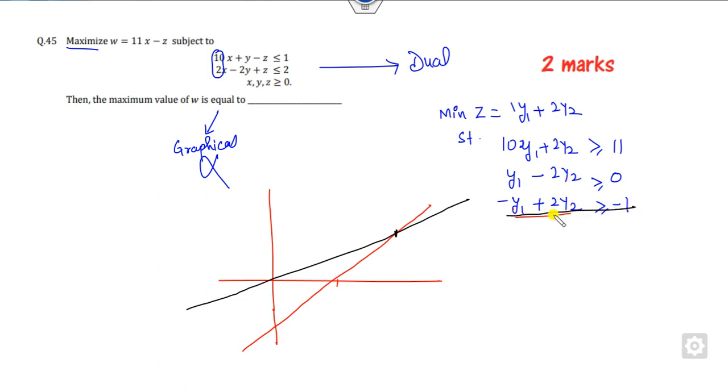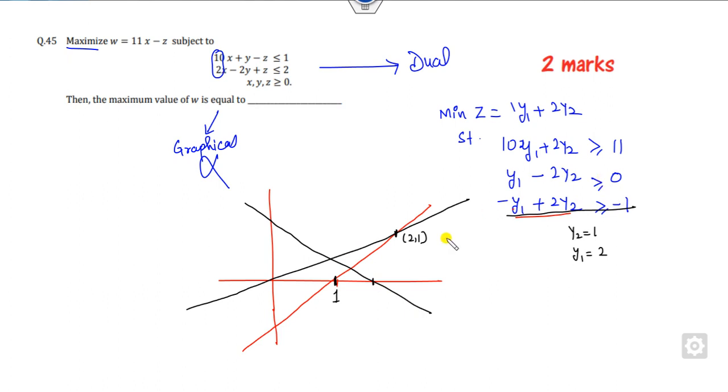You can solve them, this point of intersection. You can add them. If you add them, it will give you y2 is 1. And when y2 is 1, then y1 will be my 2. So this point is my 2, 1. Another line, this is my 11/10. This point is my 1. 11/10 is here. And 11/2 is this.